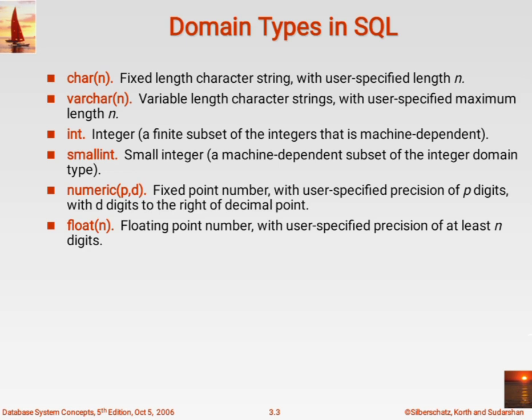So these are the domain types, nothing but the data types. There are character, meaning fixed length character of size n, variable length character of size n, integer, small int, which is a subpart of integer, then numeric, where I will be having a p digit number, out of which d digits will be after the decimal point, and float for fractional numbers.